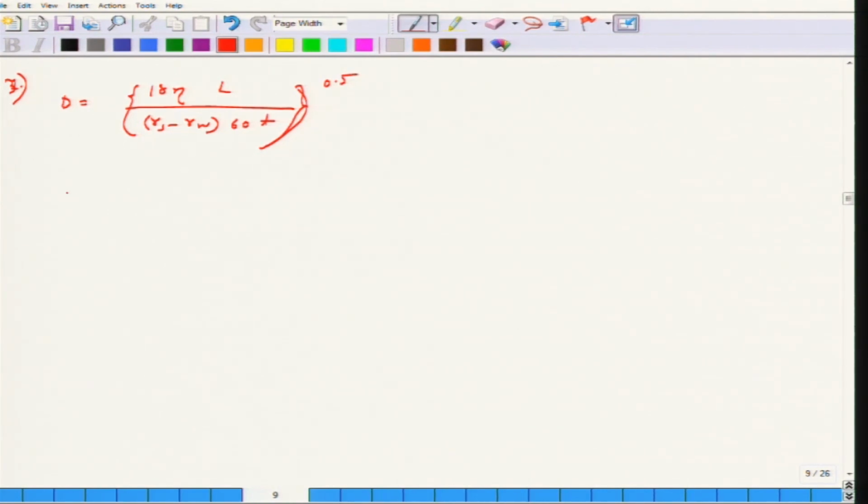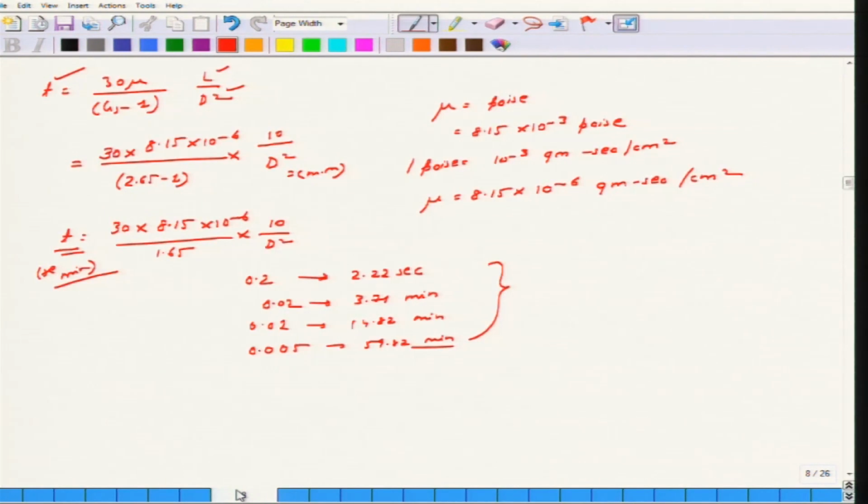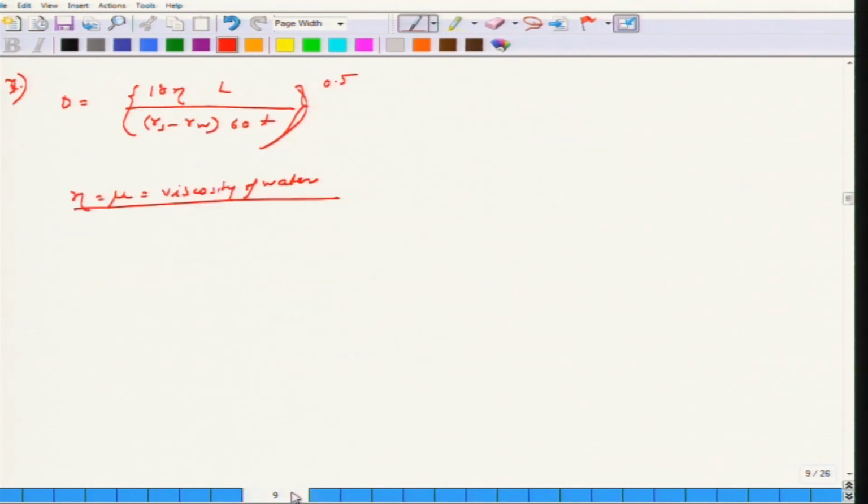Now eta is same as mu, which is nothing but the viscosity of water. L is the same as this L that is covered, which is in centimeter. T is specified to be in minutes, and in order to convert to seconds it is multiplied by 60, which you can see here. This d is in centimeter.